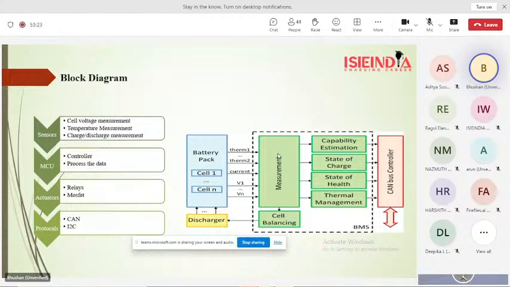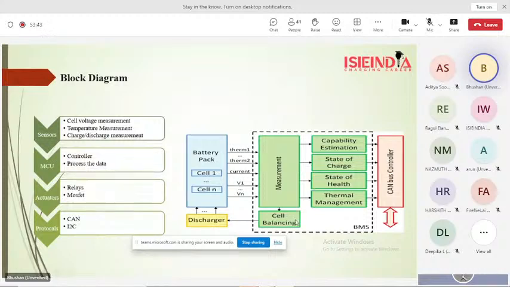And after these measurements we can get the state of health, state of charge, and the thermal management systems, and everything will be communicated from this block. The CAN protocol will communicate with other systems. And cell balancing will be done here.